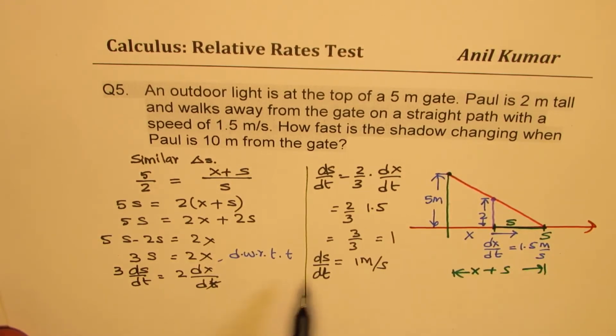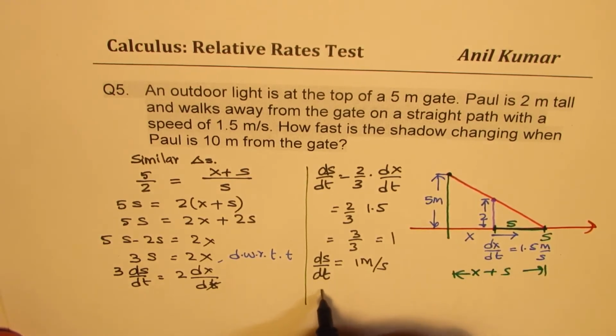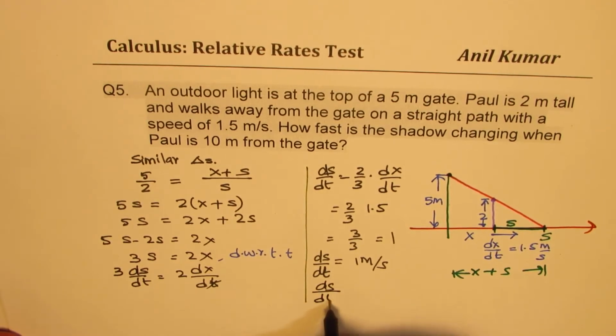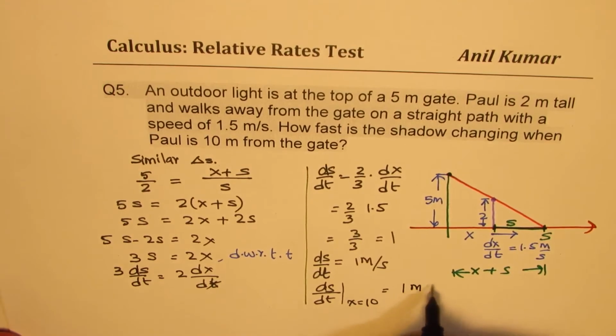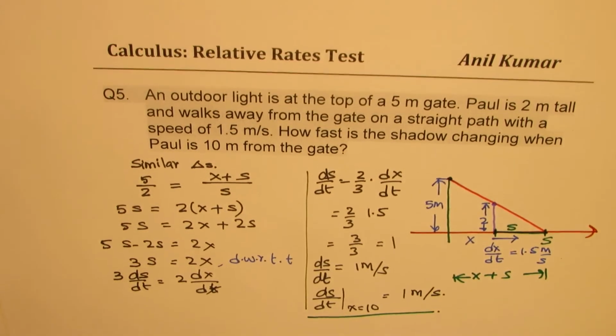Now since this is constant, it really doesn't matter whether it's 10 meters away or whatever. So we can say that ds/dt when x equals 10 is also equal to 1 meter per second. So that becomes the solution in the given case. Perfect. So that is how it should be solved. I hope the steps are absolutely clear. Now let's move on and take the next application.